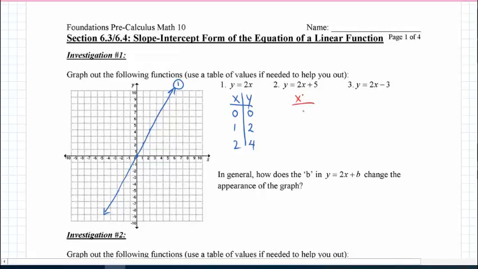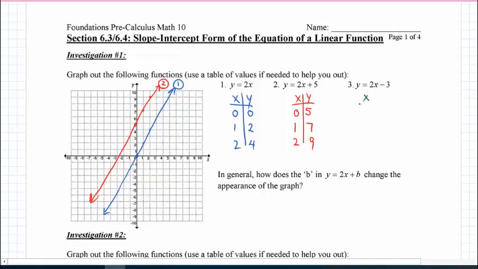How about equation number 2? I'm going to use the same x values. This time I'm going to plug it in. So 2 times 0 is 0, plus 5 is 5. 2 times 1 is 2, plus 5 is 7. 2 times 2 is 4, plus 5 is 9. Look what happens here. (0, 5), (1, 7), (2, 9). I get this line in red.